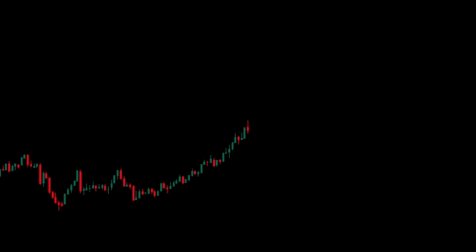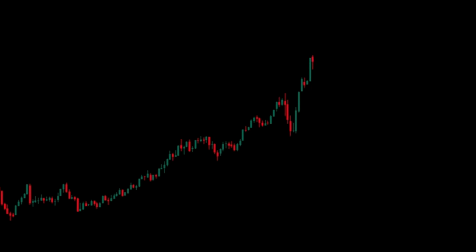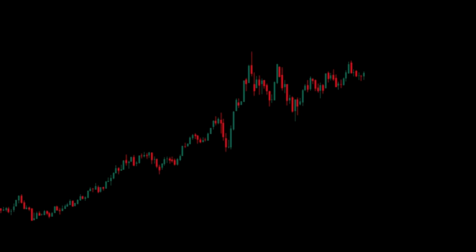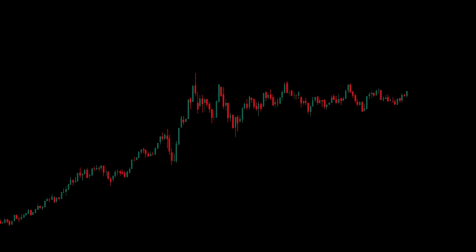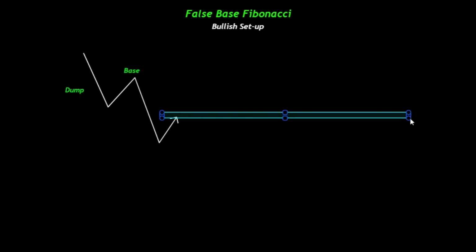So now, let's talk about the bullish version of the setup and how we can potentially spot long opportunities after a strong downward dump. The bullish false base Fibonacci is the same as the bearish one, but in reverse. A downtrend is made up of a few dumps and bases, or correction to those dumps. During this downtrend, each base forms a resistance zone, which sets the stage for the next downward move and rejects any reversal to the upside.